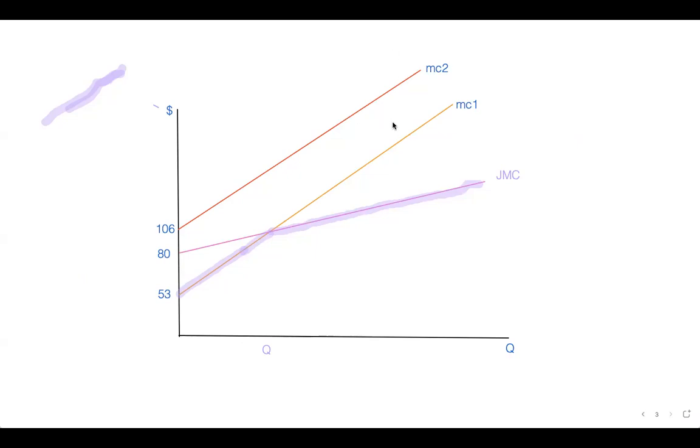I'll use, I guess I'll use yellow. So what we don't really know at this point is whether or not we've got a marginal revenue function that crosses over here, or that we have a marginal revenue function that crosses over here.